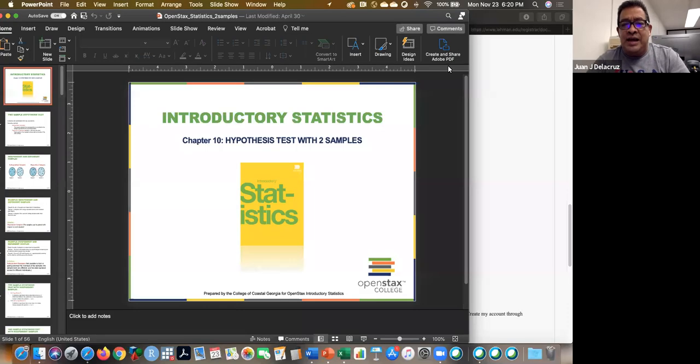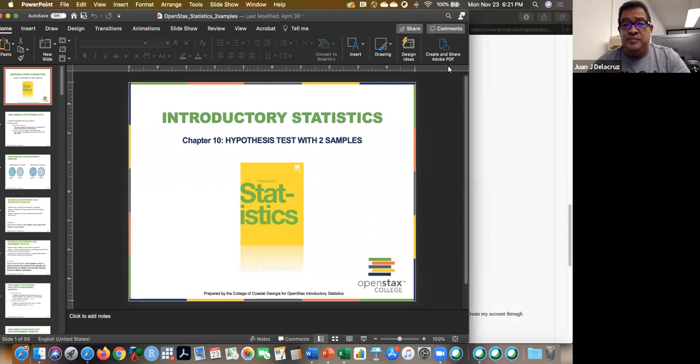So we are going to start with hypothesis testing with 2 samples. That's, as I mentioned, a very important topic. With hypothesis testing with 1 sample, we were choosing 1 sample, we were making a claim, and then we were either supporting or not supporting the claim.